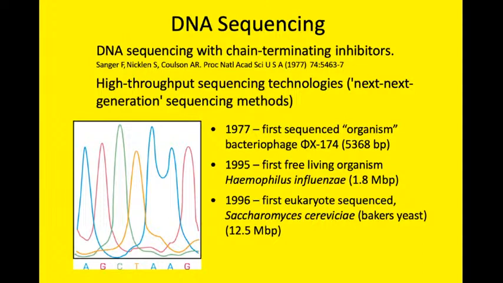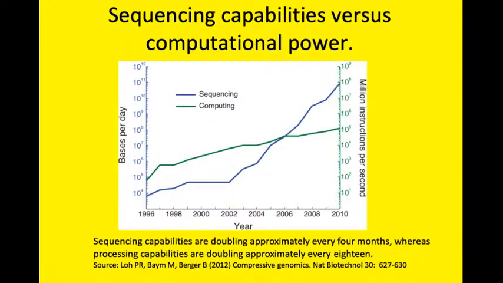Then yes, DNA sequencing with chain terminating inhibitors, with the Sanger technology. In 1977, they discovered it. That totally changed the way of checking DNA sequencing. So it's high throughput sequencing technologies, that is next generation sequencing methods. In the 70s, the organism bacteriophage was first sequenced. Then the first living organism, Haemophilus influenzae, was sequenced in 95. In 96, the first eukaryote, Saccharomyces cerevisiae, baker's yeast, was sequenced. From there, all the basic changes started to happen.